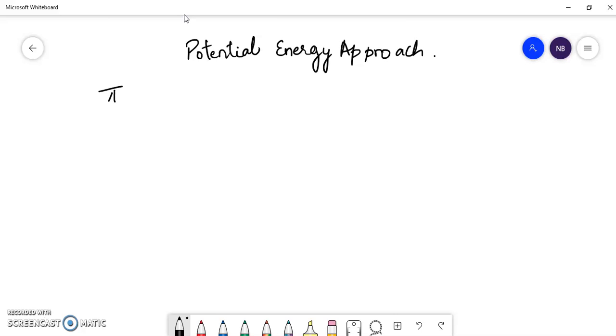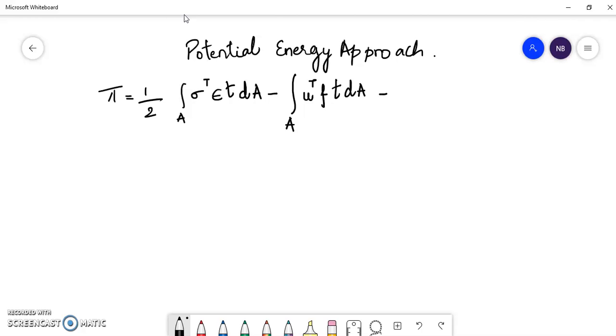The potential energy of the system pi is given by this formula: half integral over the area sigma transpose into epsilon into the thickness, minus integral over the area displacement into the body force thickness dA, minus integral over the length displacement into thickness dl, minus summation into ut pi.